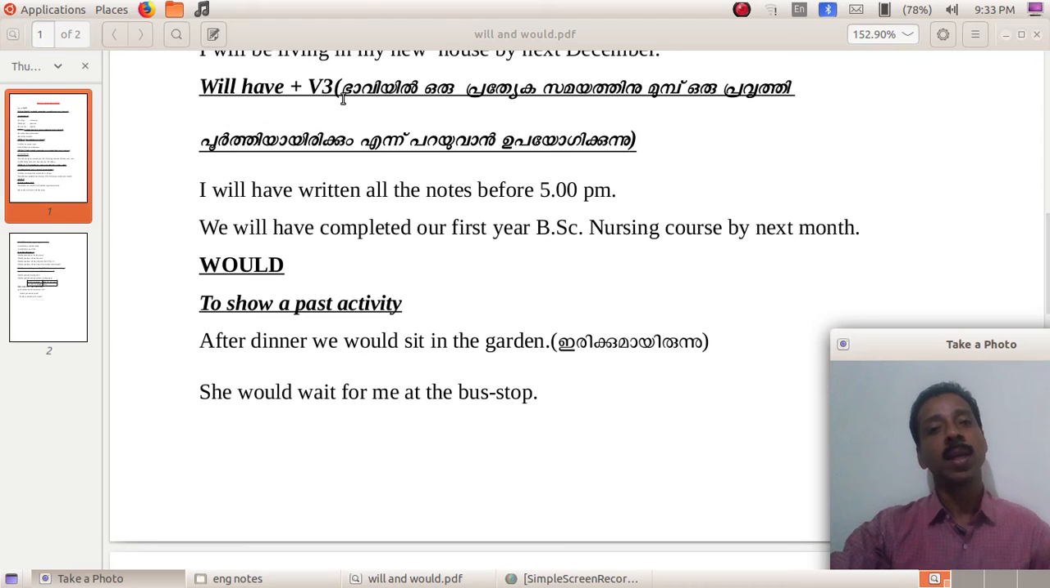And we know that whenever we use the term perfect, that is to show that something is completed. So future perfect means something that is completed in future. Now it's not completed, but we think of a future time. By that time it will be a completed action.